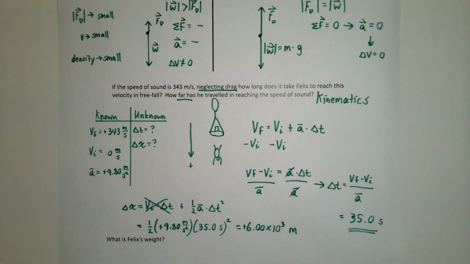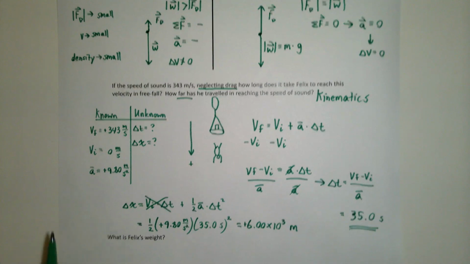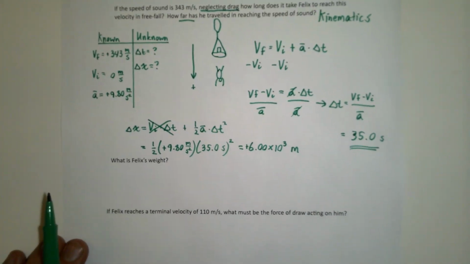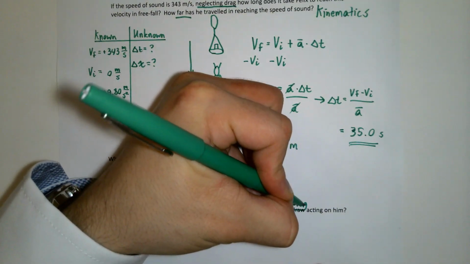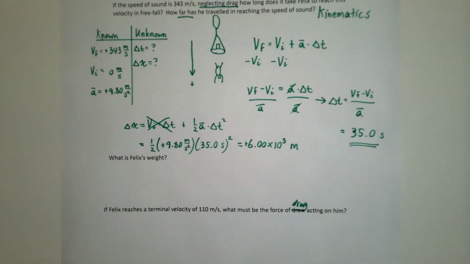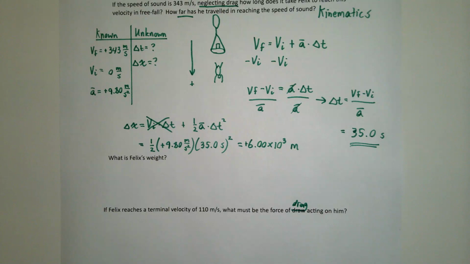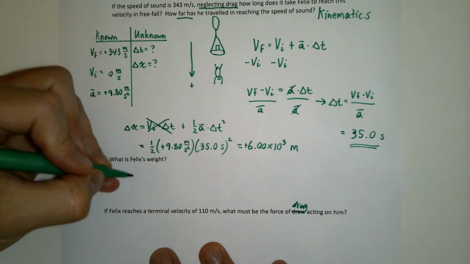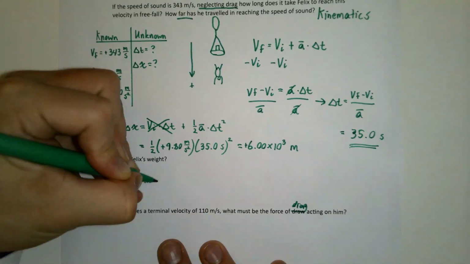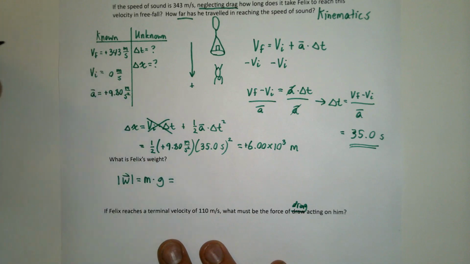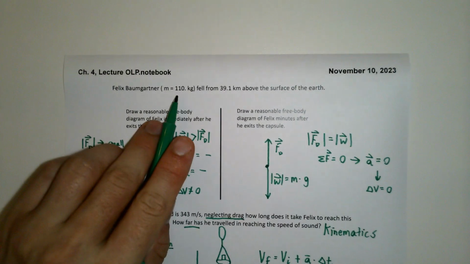Now, next we're asked, we're going to ultimately find what is the force of drag acting on him. We'll first, however, look at his weight. How do we find Felix's weight? Well, what do we mean when we say weight? We mean that it's the force of gravity acting on an object. I can find how strong that force is if I know the mass of the object and the gravitational field that the object's in. We know from our problem that the mass of Felix, he's been weighed at 110 kilograms.